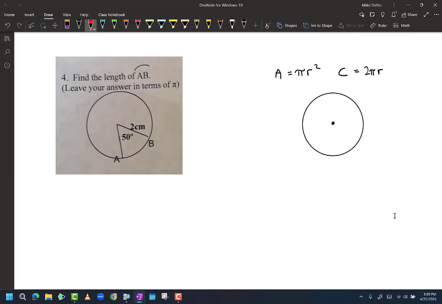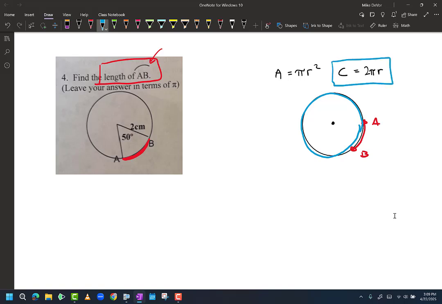Okay, so find the arc length. That indicates arc length AB. So we're just talking about this length here, okay? And remember, anytime we have an arc length, let me just draw it over here too, AB. That's just part of the whole circumference. So we have a nice formula for the circumference of a circle, and what we need to find that circumference is the radius, and we do have that here.